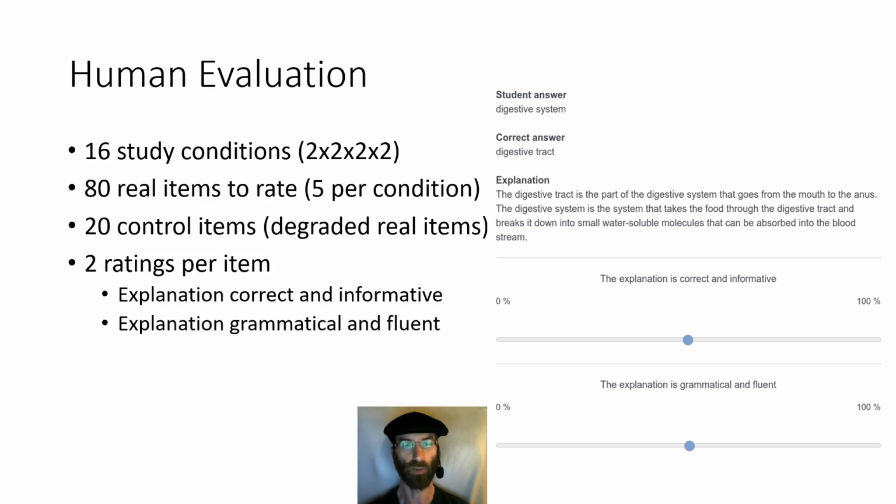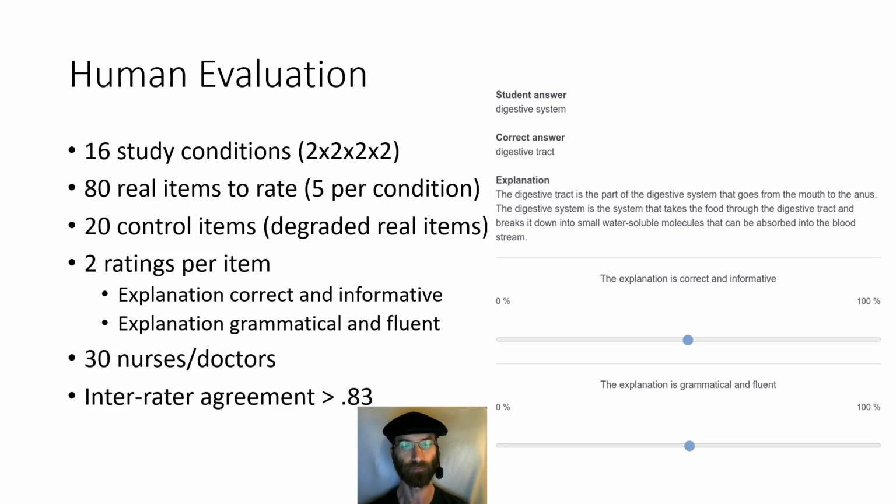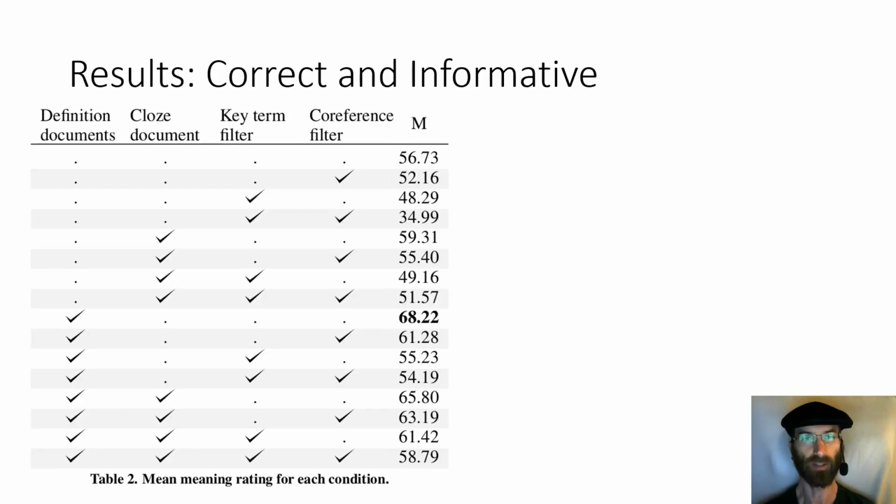The participants were 30 nurses or doctors. This was done to ensure they had high familiarity with a topic, which was college anatomy and physiology. Their inter-rater agreement was quite high, with Cronbach's alpha greater than 0.83. We used mixed effects beta regression to evaluate the interventions.